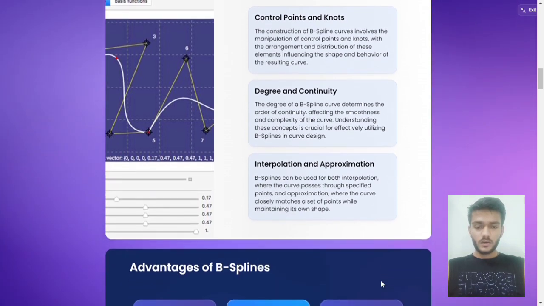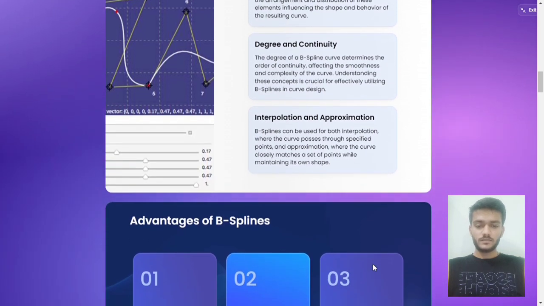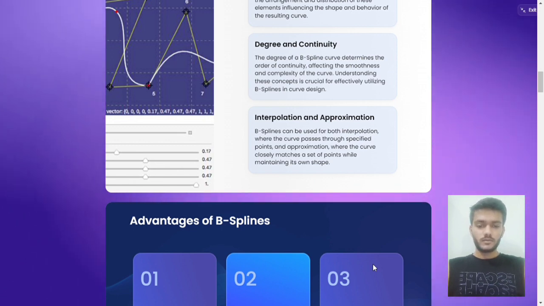Degree and continuity. The degree of a B-spline curve determines the order of continuity, affecting the smoothness and complexity of the curve. Interpolation and approximation. B-splines can be used for both interpolation, where the curve passes through the specified points, and approximation, where the curve closely matches a set of points while maintaining its own shape.